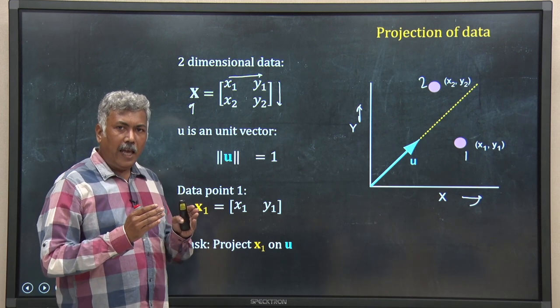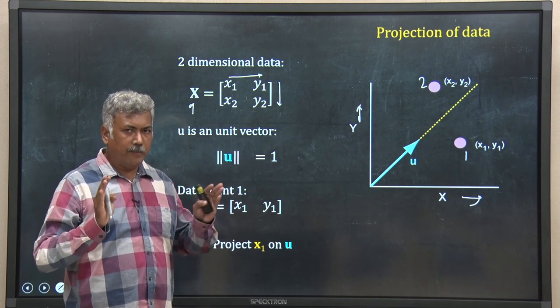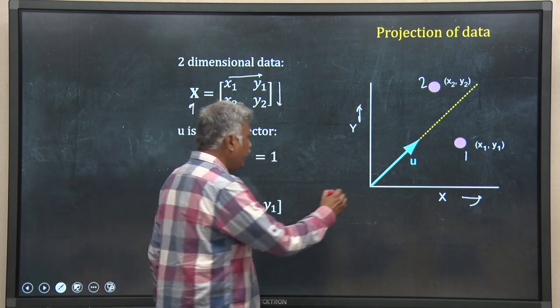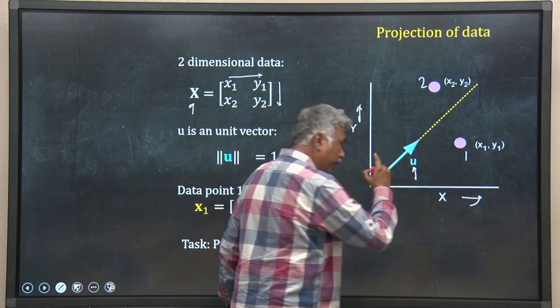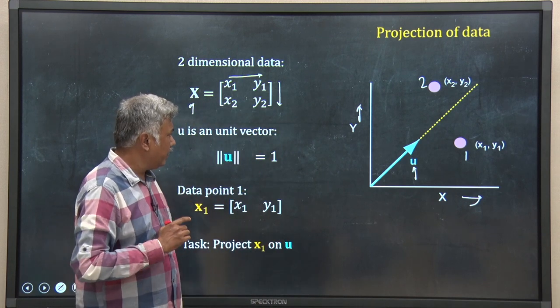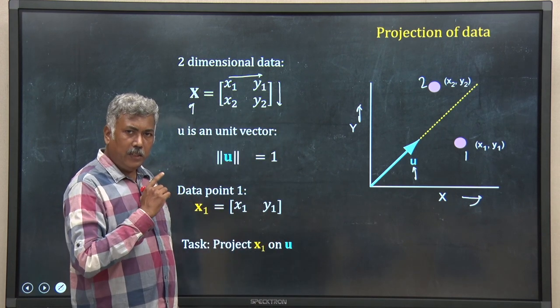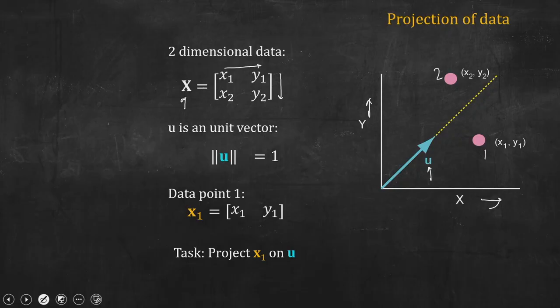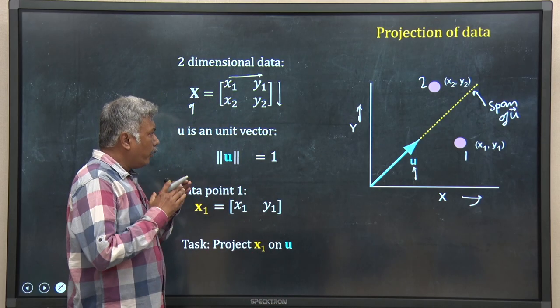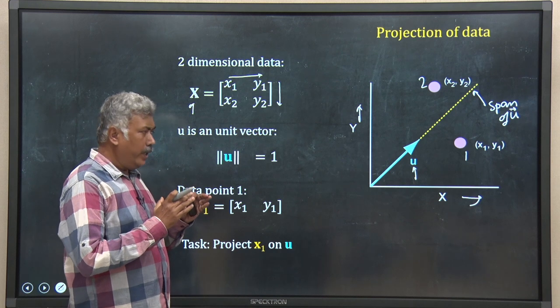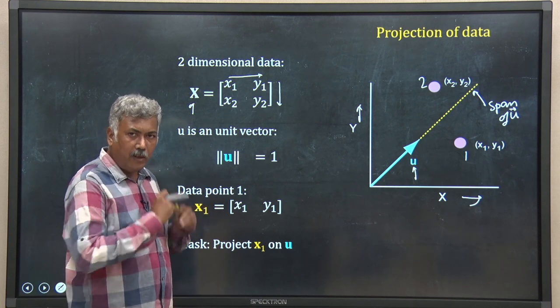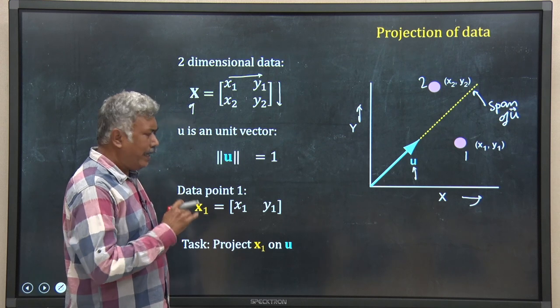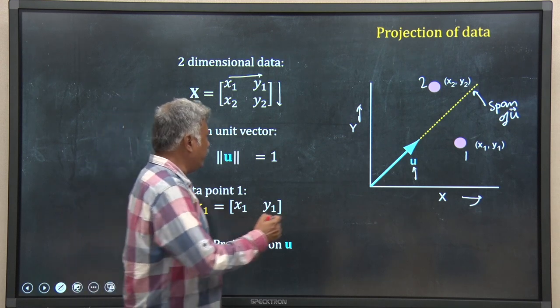Now, I have a unit vector. Right now, I do not know details of that, but imagine I have a unit vector U. This will be eventually my new coordinate axis, right? This blue colored arrow is a unit vector U, and the yellow one is the span of that. So, I will project my data, these two data points, on this vector U or on the span of this vector U.